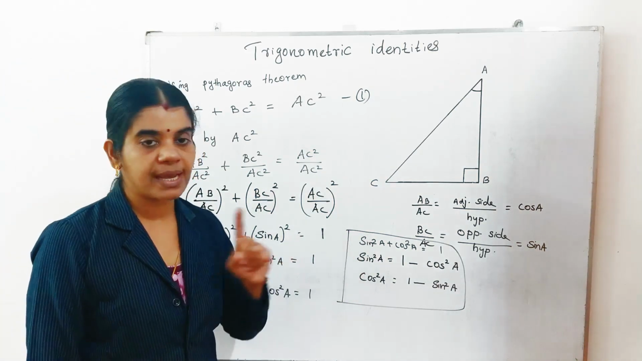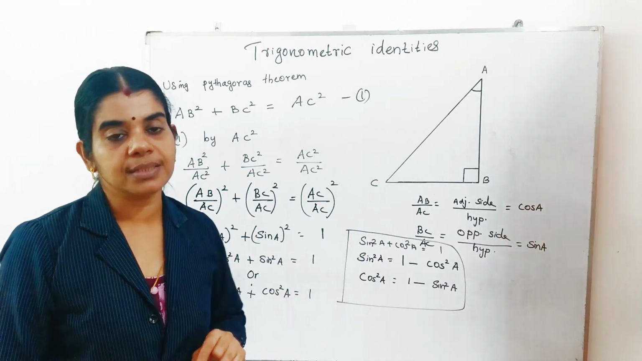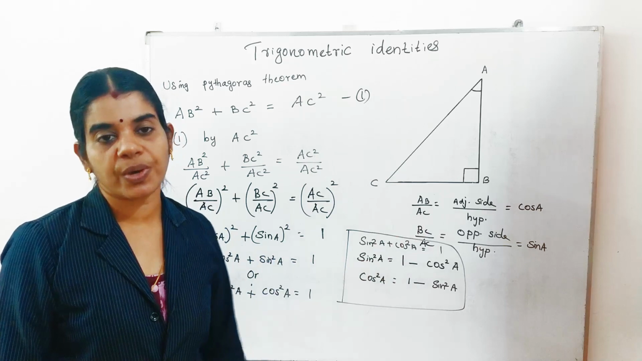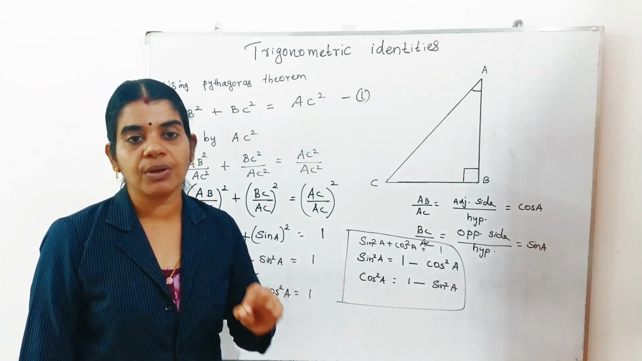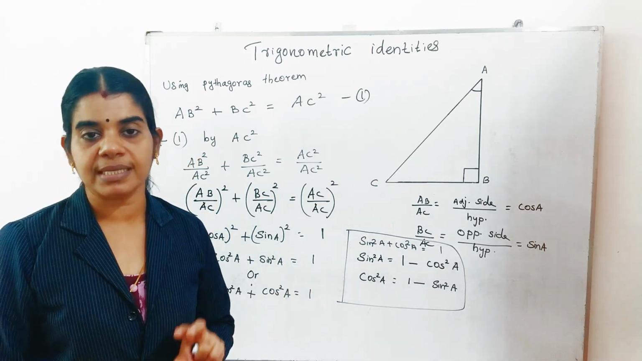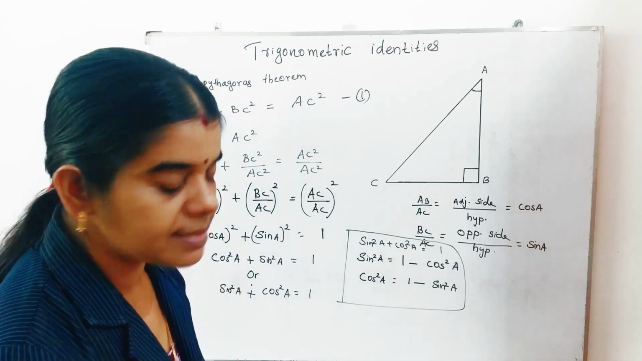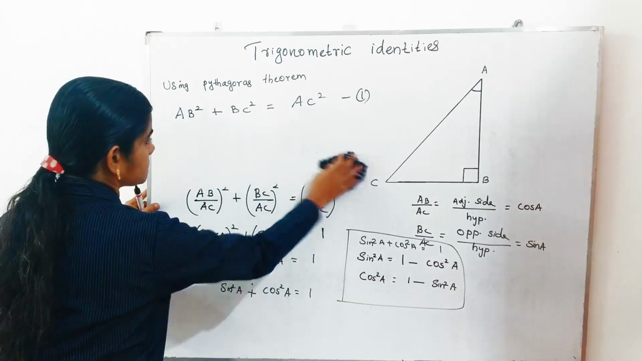So you should study at least one. From that, we can form the other two. You should understand that sin square A plus cos square A is equal to 1. From that, we can find sin square A is equal to 1 minus cos square A, and cos square A is equal to 1 minus sin square A. This is our first identity. Using this, we can find the other identities also.